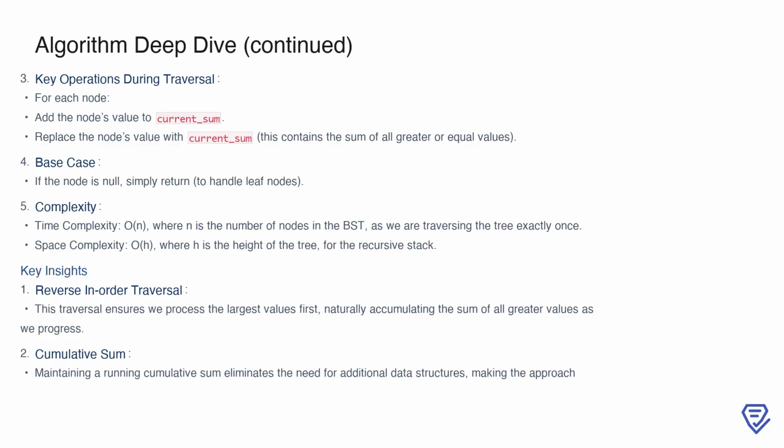In terms of complexity, the time complexity is O(n), where n is the number of nodes in the tree, as each node is visited exactly once. The space complexity is O(h), where h is the height of the tree, due to the recursive call stack used during traversal. This makes the algorithm efficient both in terms of time and space. By using a reverse-in-order traversal, we are able to process the largest values first, naturally accumulating the sum as we go. This eliminates the need for external data structures and ensures the approach remains space-efficient.